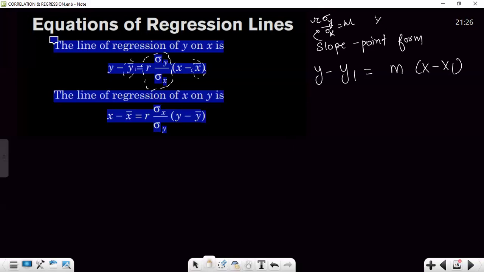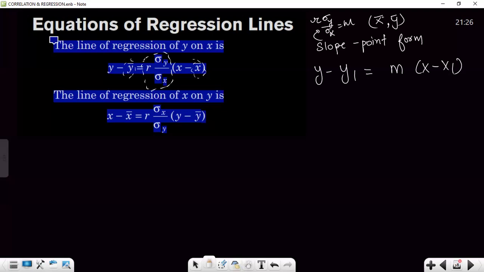The point is x bar, y bar, and this will remain the same. Why? Because regression is stepping back towards the average, which is x bar and y bar only. So whenever we talk about the intersecting point of the regression lines, it will be the mean of x and y. Okay, so that is clear for the equation of line of regression of y on x.